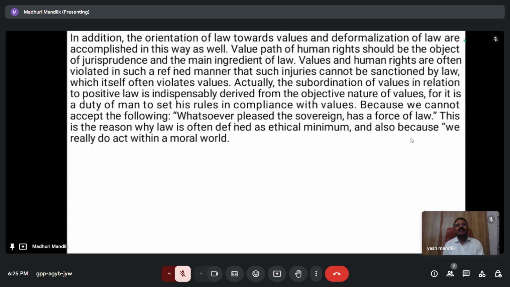Actually, the subordination of value in relation to positive law is indispensably derived from the objective nature of values, for it is the duty of a man to set his rule in compliance with values, because we cannot accept the following: whatsoever pleased the sovereign has the force of law. This is the reason why law is often defined as an ethical minimum, and also because we really do act within the moral world.